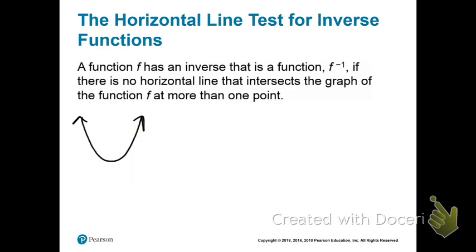Okay, so the horizontal line test says we're going to go across that graph horizontally though, and if it touches the graph in more than one point, then the inverse won't be a function, okay, which means it doesn't have an inverse that's a function. All graphs have an inverse, but what we're worried about is, is it going to be a function? All right.